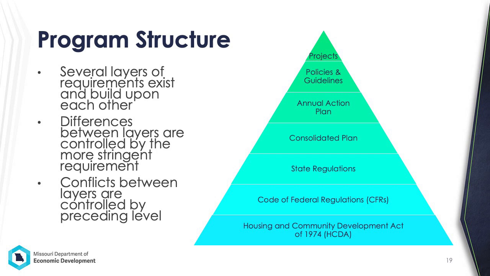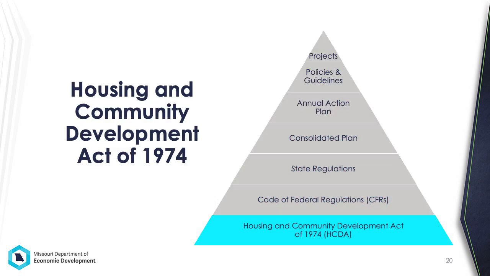As we move forward to take a deeper dive into each of these layers, we'll see that the program structure really leans into that idea of comprehensive planning for community development that involves all levels of government and the private sector. We'll begin with the Housing and Community Development Act of 1974. You may also hear this referred to as the HCDA or just the Act.